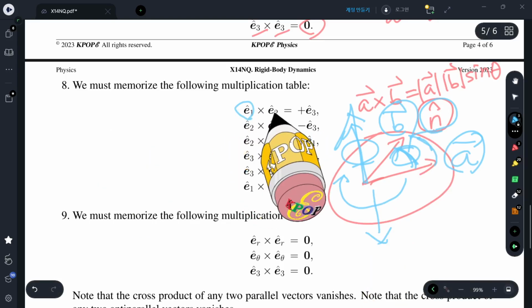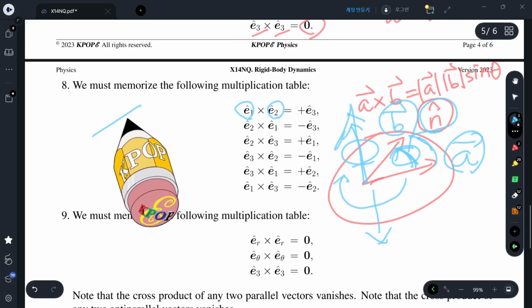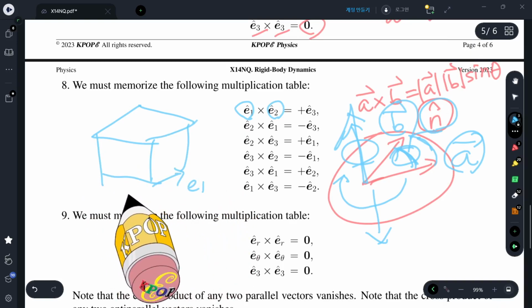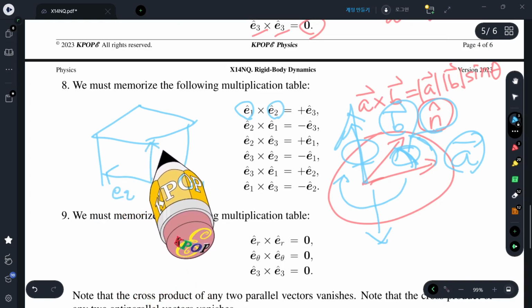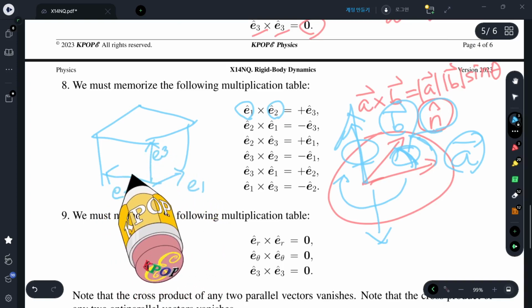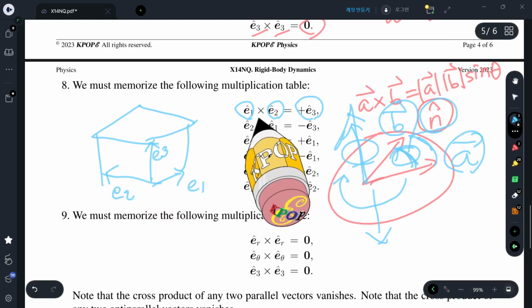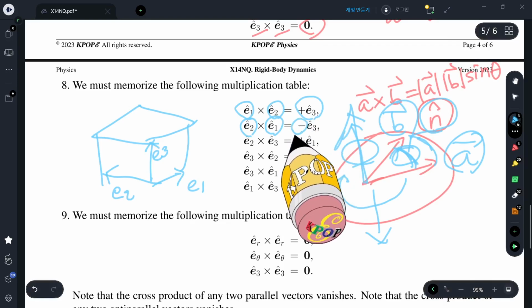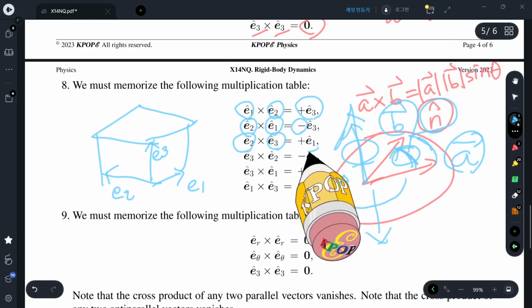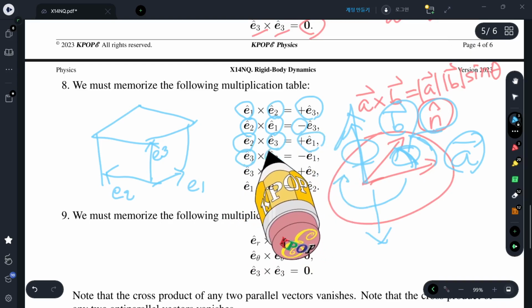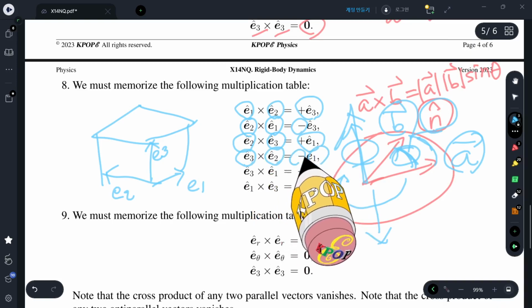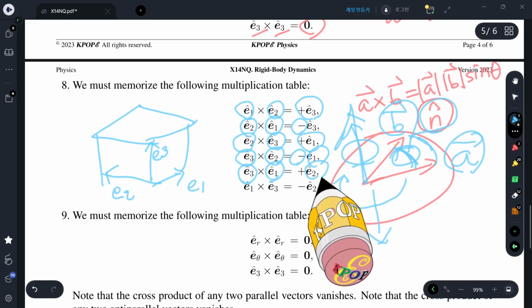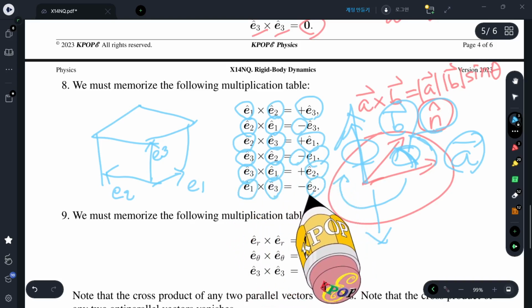So E1 cross E2. In the three-dimensional case, E1, E2, E3. 1 cross 2 is plus E3. 2 cross 1 is the same as E3, but with a negative sign. 2 cross 3 equals E1. 3 cross 2 should be E1, but with a negative sign. 3 cross 1 equals E2. 1 cross 3 is minus E2.